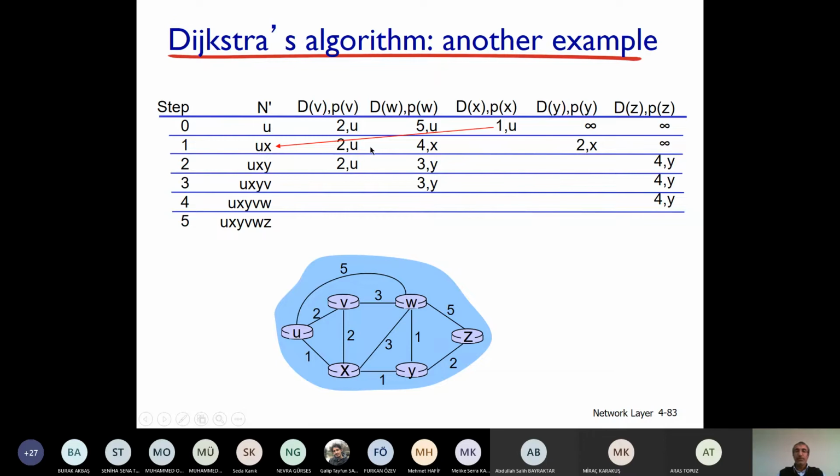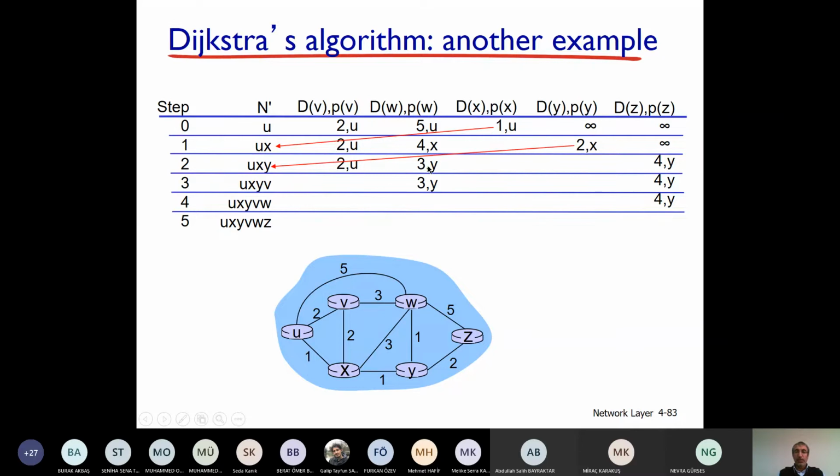Now we have link costs of 2, 4, 2. As you see, we have a tie here, so both V and Y have a value of 2. Which one are we going to select? Arbitrarily, we're going to select one of them. So let's select the node Y. That's why I put the Y here. So in step 2, we have the value of D of V still 2 comma U.